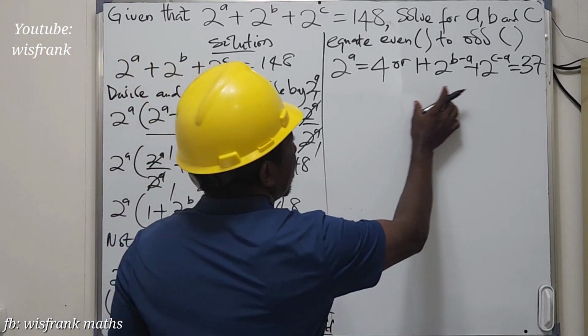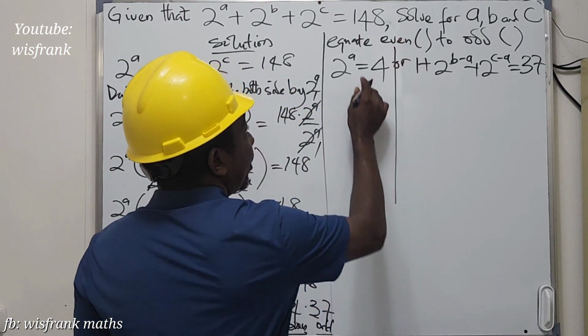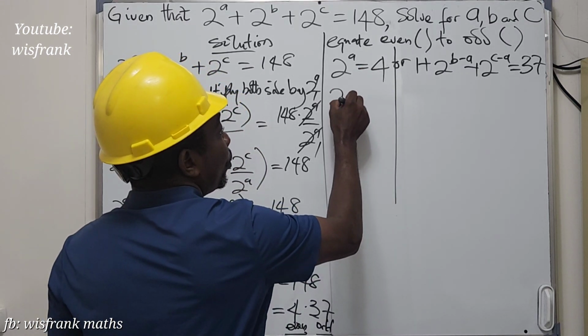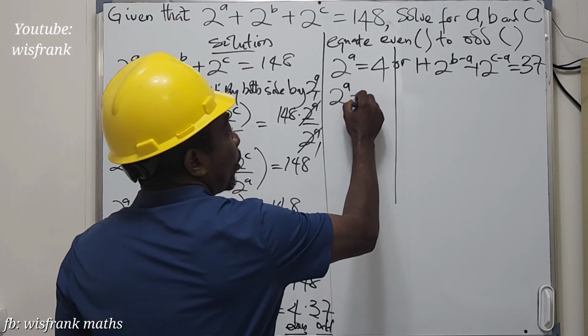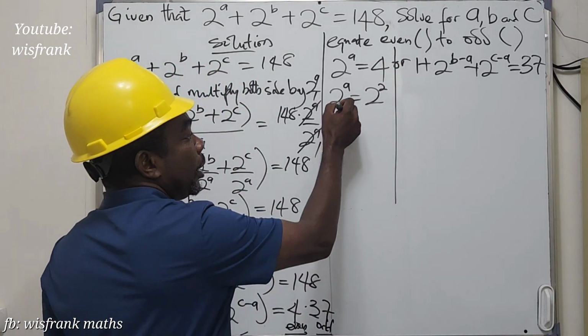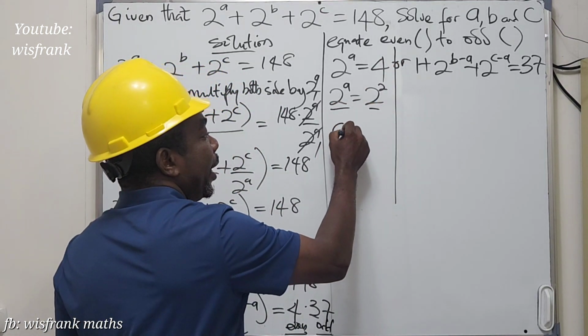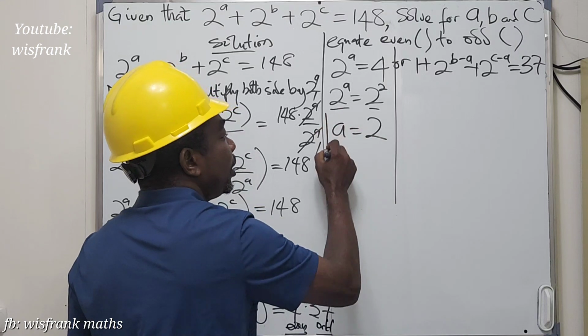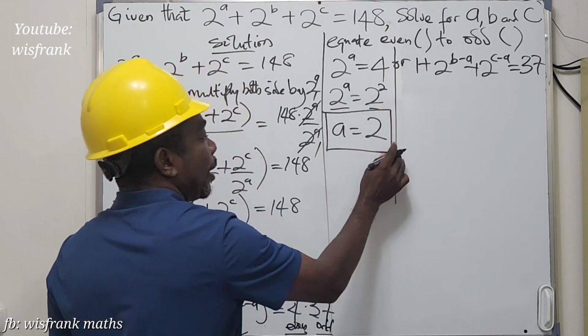In this case, we have the first parenthesis, which is 2 to the power of a equals 2 to the power of 2, because 4 is 2 to the power of 2. We have the same base, so we have a equals 2. So this is the value of a that we've gotten.